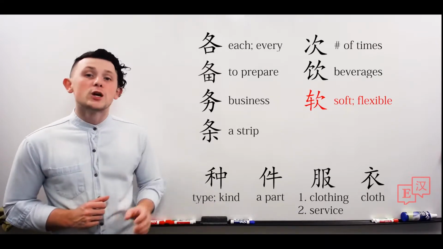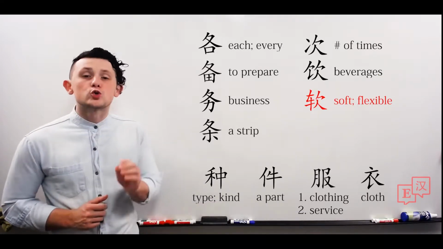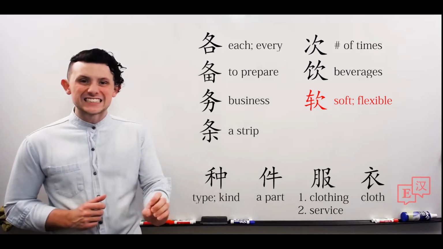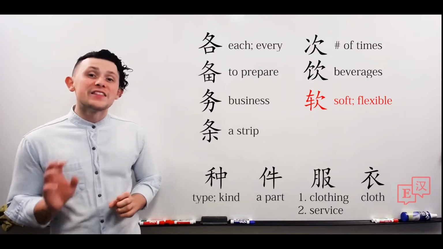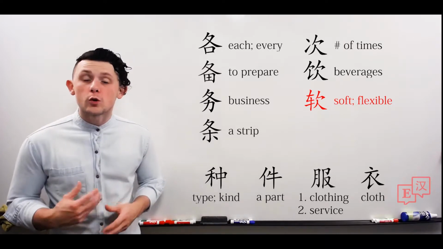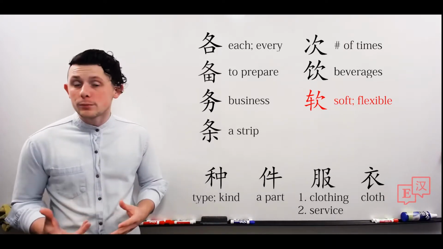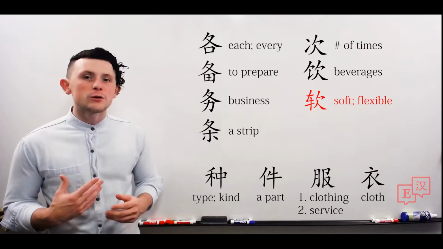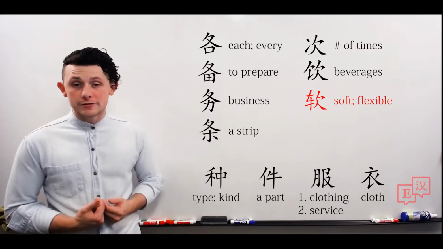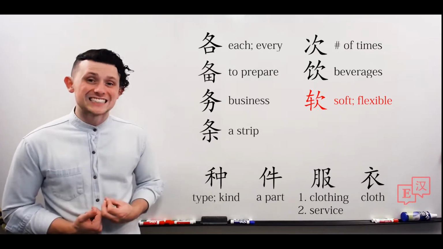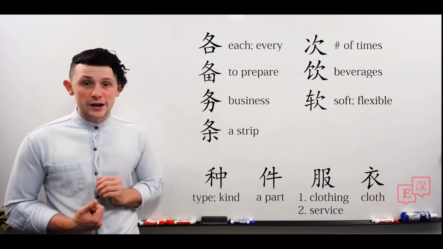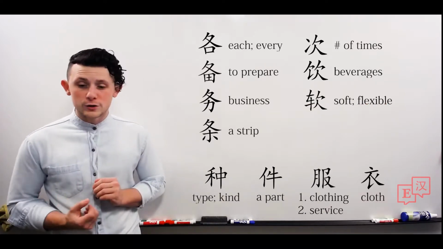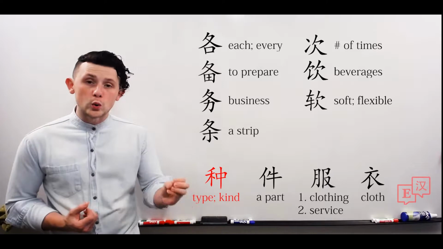Our last character in the set, 软. This character means soft or flexible, malleable, etc., typically referring to something's physical quality of softness. Ruan.